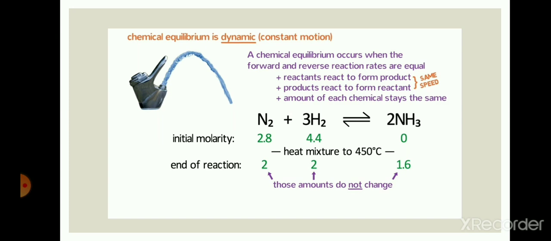So you might think that the reaction has stopped, but it hasn't. Rather, the reaction has reached equilibrium. That is, the chemicals are still reacting and never stop reacting. The amounts do not change because new ammonia is formed at the same rate that old ammonia decomposes.